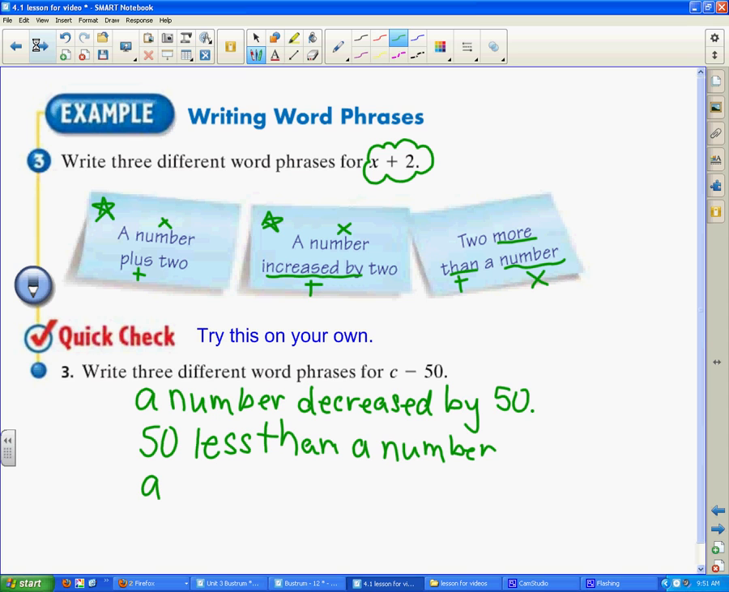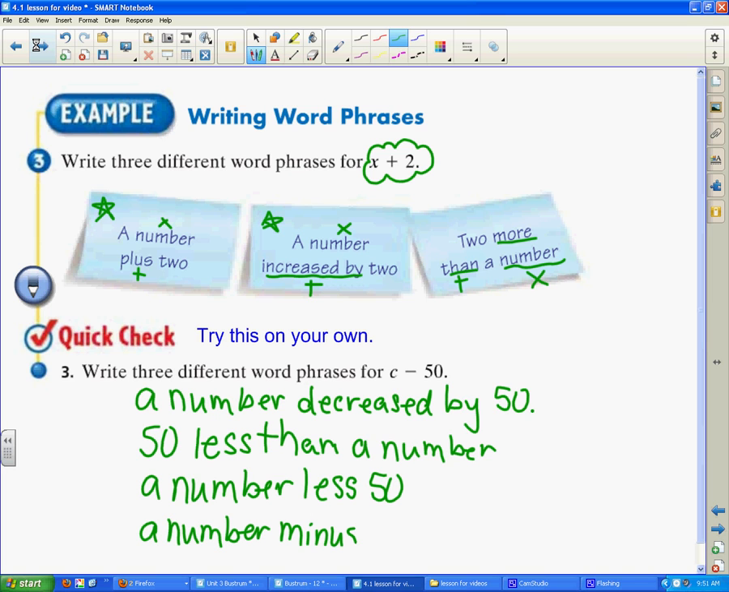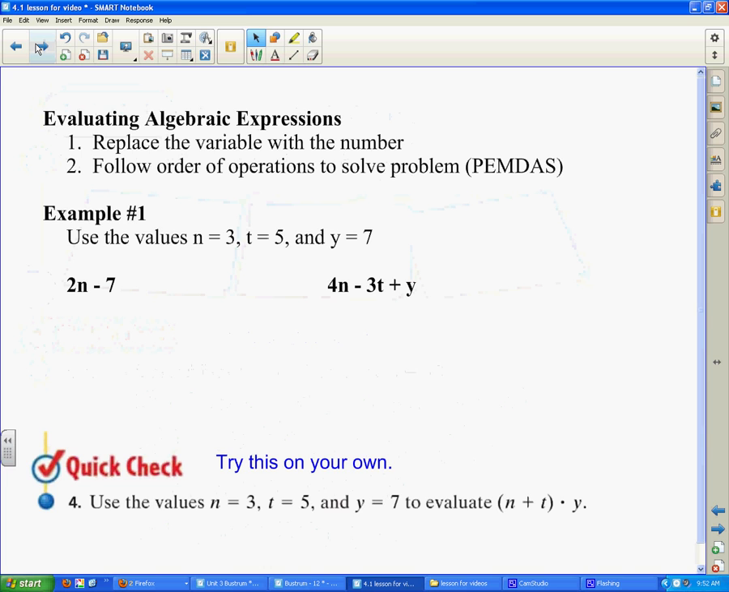We could write a number less 50, a number minus 50. So these are just a few options of answers that you could have here.